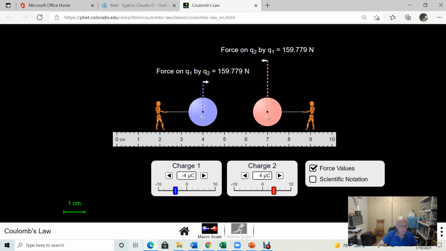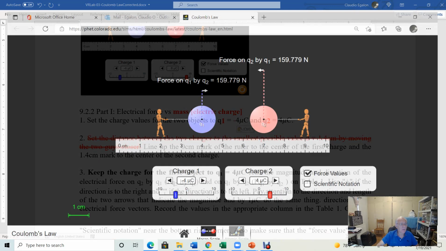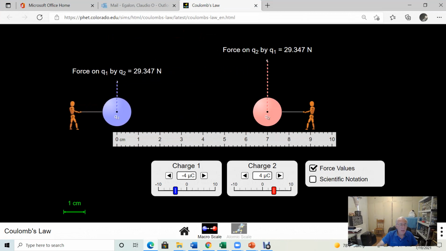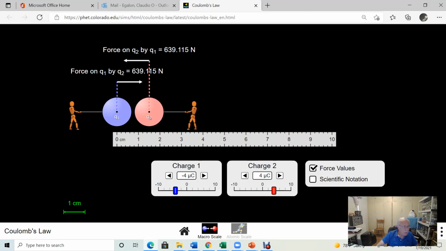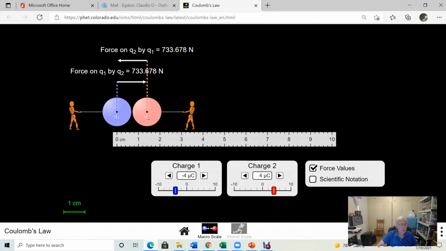What distance does he want? Line up the 0 centimeter mark of the ruler to the center of the first charge, and the 1.4 centimeter mark to the center of the second. Okay, so go ahead, move it to the right, to the left. Is that 1.4? He said 1.4 right in here. Let's make sure. Yeah, 1.4 centimeter mark. That's right. Okay.